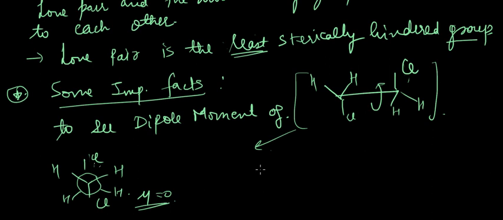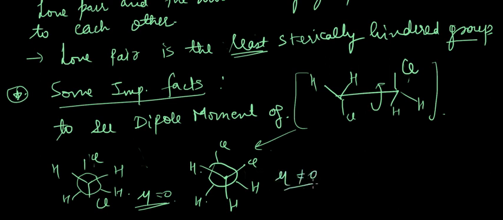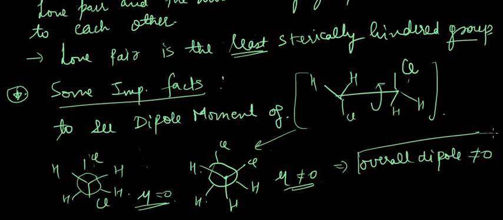So by rotation, you can actually rotate the compound. If I rotate this, by rotation I can actually get this type of a form in which I can get Cl, H and H, and Cl, H and H here. So this mu is not equal to 0, hence the overall compound dipole moment would not be equal to 0.